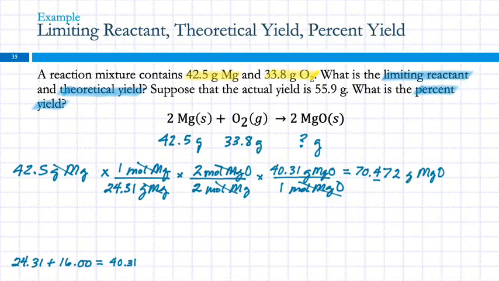But just like with the pizzas, I'm going to find out how much product from each reactant. So I'm going to do this again with the other reactant. If there was an additional reactant, would we do it 3 times? If there were 3 reactants, you'd have to do it 3 times. Yep.